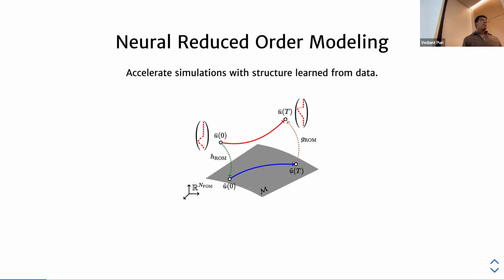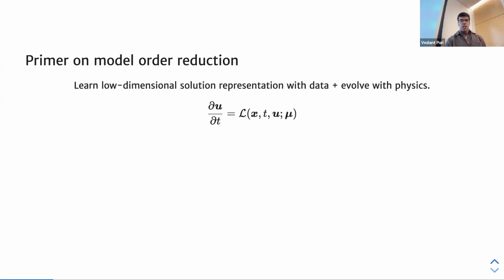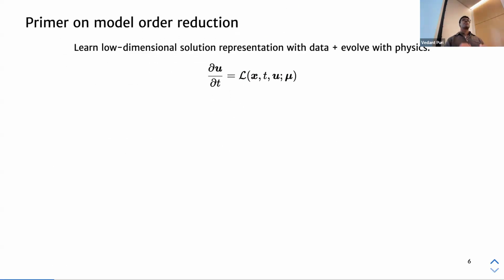Okay, so let's jump into the world of reduced order modeling, where the objective is to learn some solution structure from data and then use that to accelerate a physics-based solve. Just a quick 2-minute primer on model order reduction. The objective, to repeat myself, is to learn a low dimensional solution representation with data and then evolve that system with physics. So how does that work in practice?